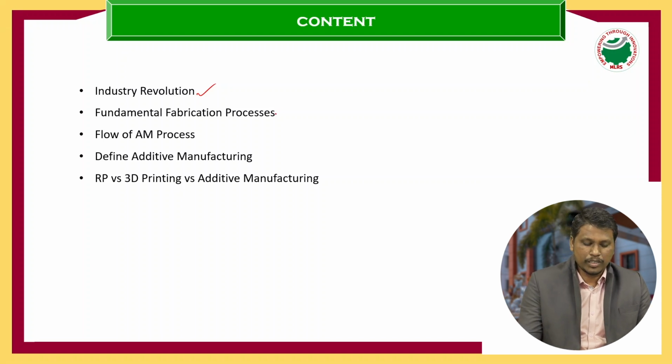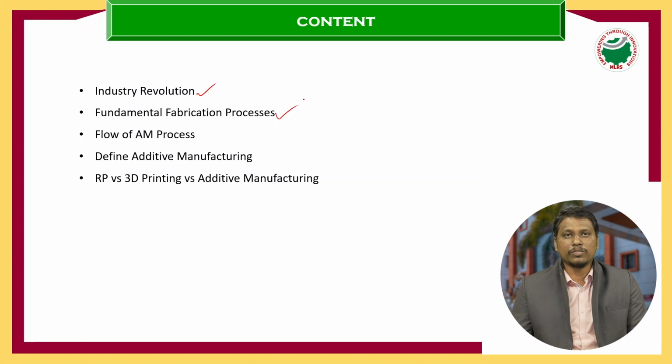And the second one is fundamentals of fabrication process. We already studied in the MMT and production technology subject what the different types of fabrication processes are, what the different types of machining methods are, what a conventional machining process is, and what an unconventional machining process is. We studied that in the UCMP subject. Apart from that, what other manufacturing methods are there? That also we will explain in this second one.